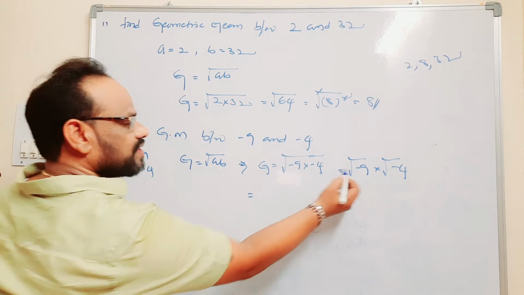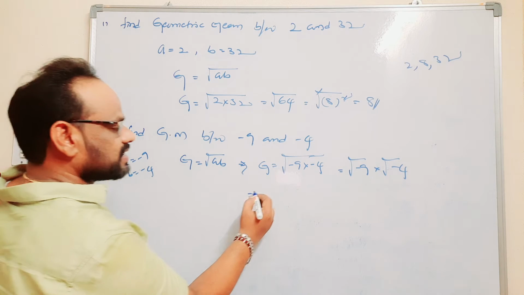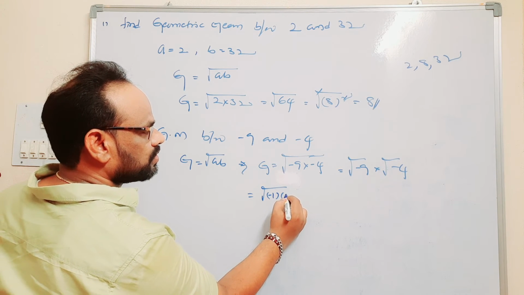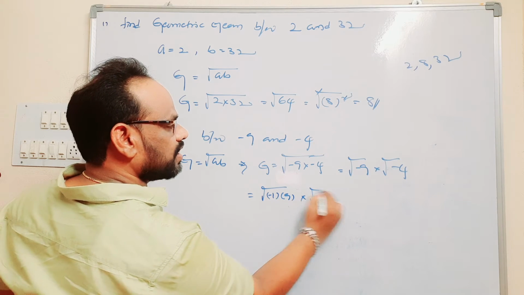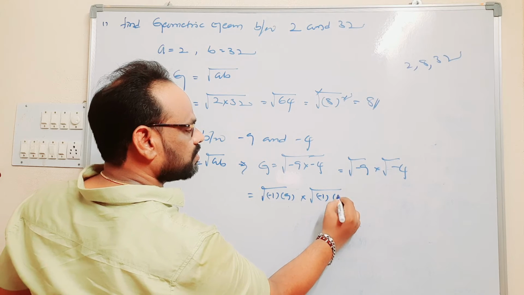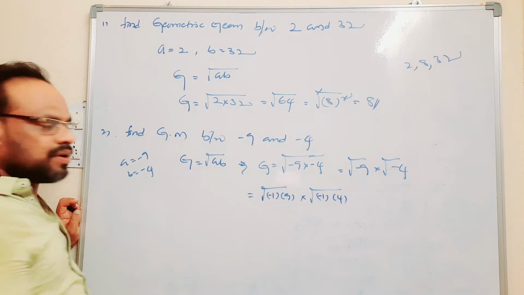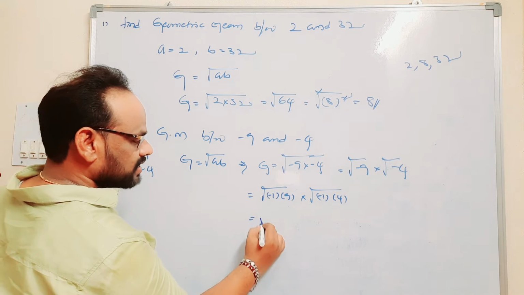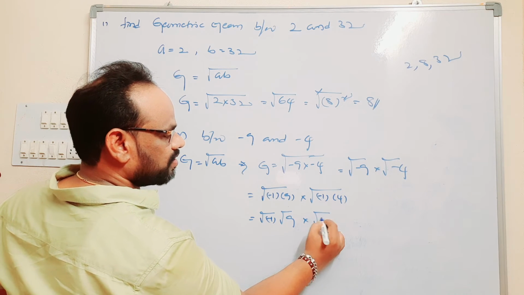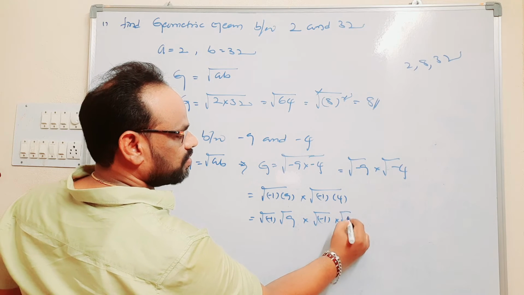That is equal to square root of -9 times -4. Square root of -9 times -4 is nothing but square root of -1 into 9 into square root of -1 into 4. This can be written as square root of -1 into square root of 9 into square root of -1 into square root of 4.